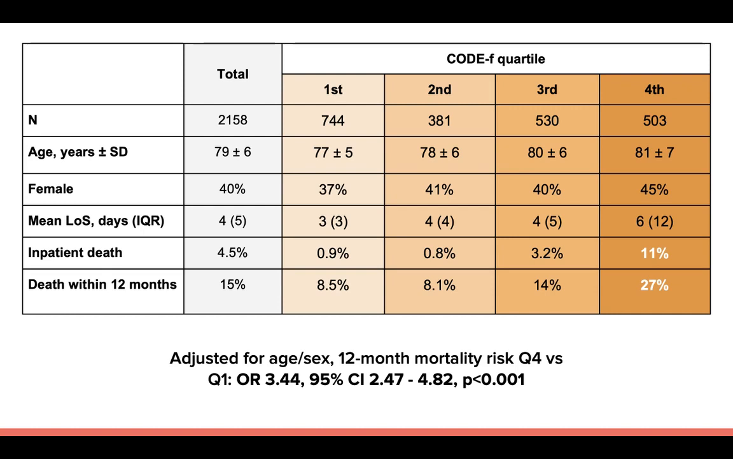Based on this table, we divided patients into 4 different CODAF quartiles. The sex distribution across the quartiles is quite equal, and a general trend could be observed. As we move up the quartiles, patients' length of stay in the hospital, percentage of inpatient death, and death within 12 months increase significantly. Additionally, patients in the highest quartile are 3 times more at risk of death within 12 months compared to patients in the first quartile.